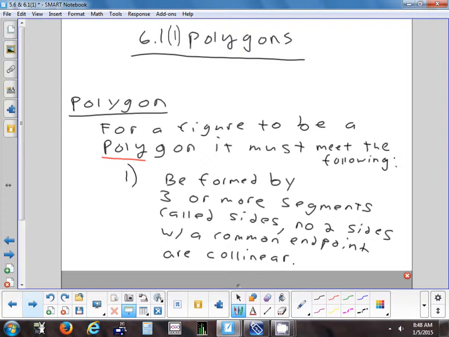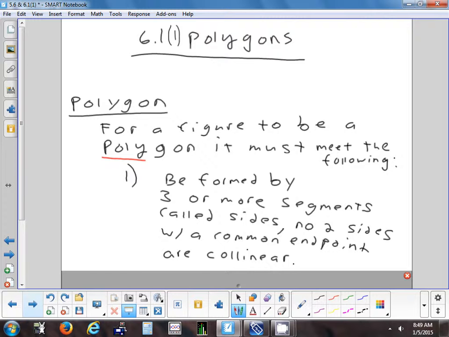Okay, so the idea of a polygon is it has to be formed by 3 or more segments. Notice here, it's segment. A segment is straight. It can't be curved. If something's curved, it's an arc, not a segment. So it has to be formed by 3 or more segments. Those are called the sides. And no 2 sides with a common endpoint are collinear. Okay, so that part's a little weird.